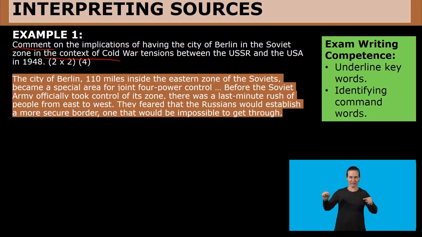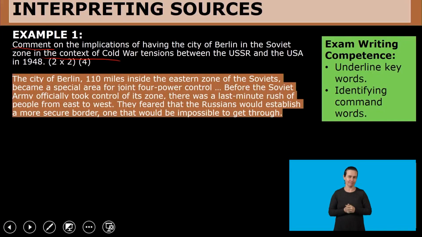If you read the caption, it says the city of Berlin, 110 miles inside the eastern zone of the Soviets, became a special area for joint four-power control. Before the Soviet army officially took control of its zone, there was a last-minute rush of people from east to west. They feared that the Russians would establish a more secure border, one that would be impossible to get through. So you need to comment on the implications of having the city of Berlin situated in the Soviet zone. What would be the cause and effect? What would be the result of having that?